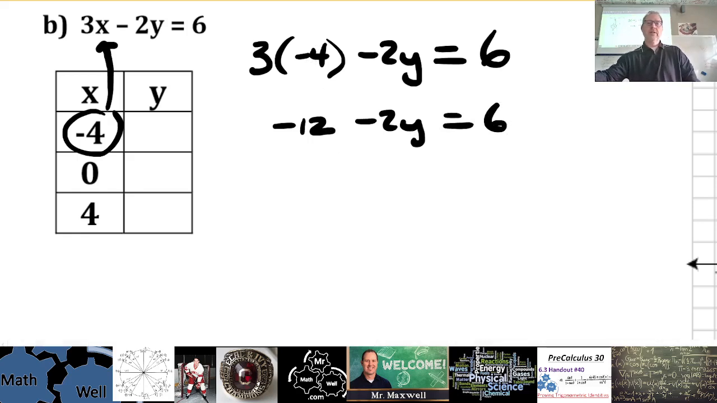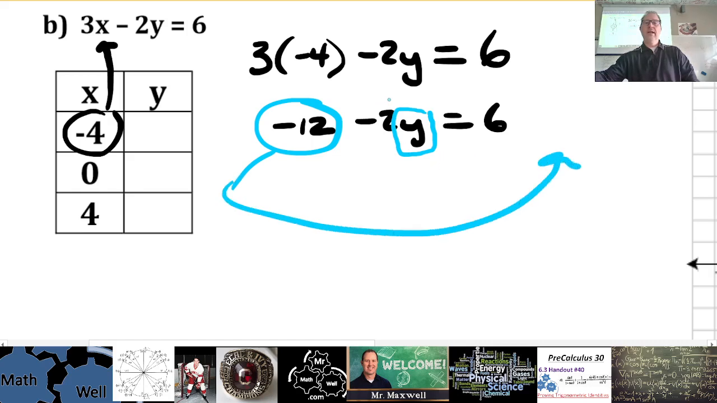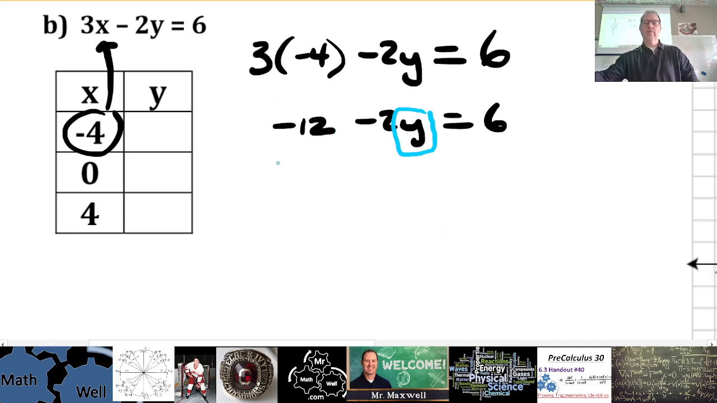Now I'm looking at this y right here, and I need to get this all by itself and positive. So I'm going to start to peel away everything that's the furthest away from y. I'm going to get this over to the other side. And then I'm going to work on that negative 2 there. So one step at a time. How do I get rid of the 12? Add 12 to both sides.